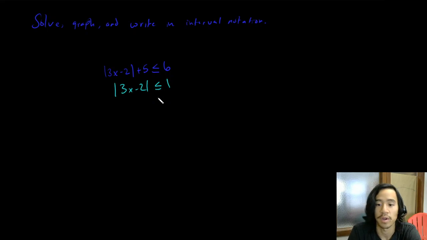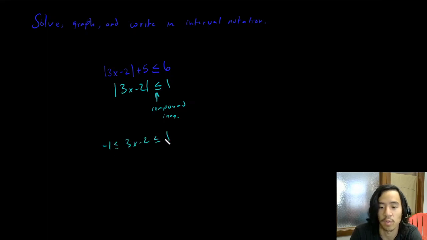So this is a compound inequality. Let's go ahead and find out what that's going to look like. We're going to have negative 1 over here, and then 3x minus 2 in the middle, and 1 on the other side. Now I have to solve for x, so I'm going to add 2 to both sides. So negative 1 plus 2 is 1. And then I have 3x left here, and then 1 plus 2 is 3. Now I have to divide both sides by 3. So this is 1/3 less than or equal to x is less than or equal to 1.